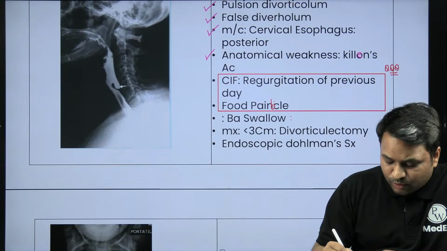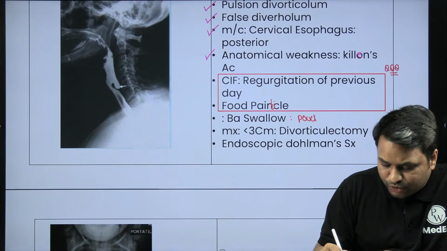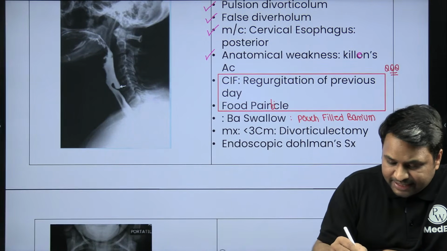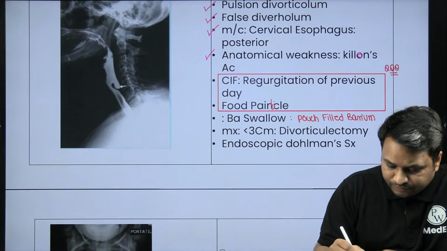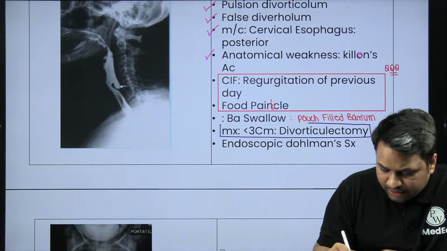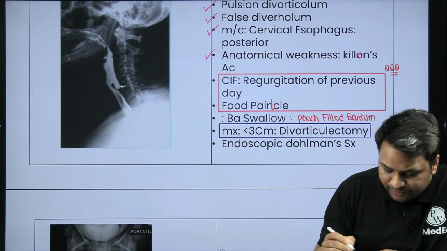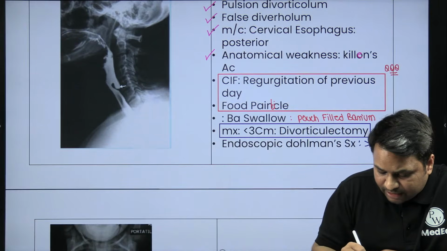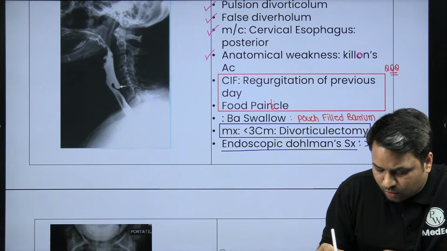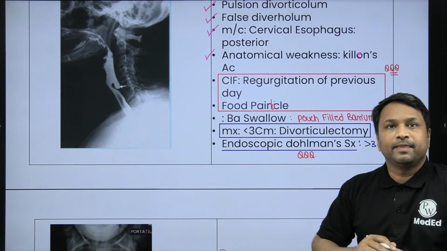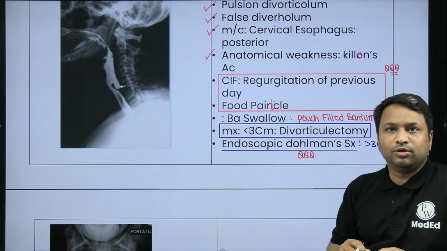Now, in the barium swallow, you will have a pouch filled with barium. If it is less than 3 centimeters, then you do a diverticulectomy. But if the size of the diverticulum is more than 3 centimeters, then you do an endoscopic Dolman surgery.